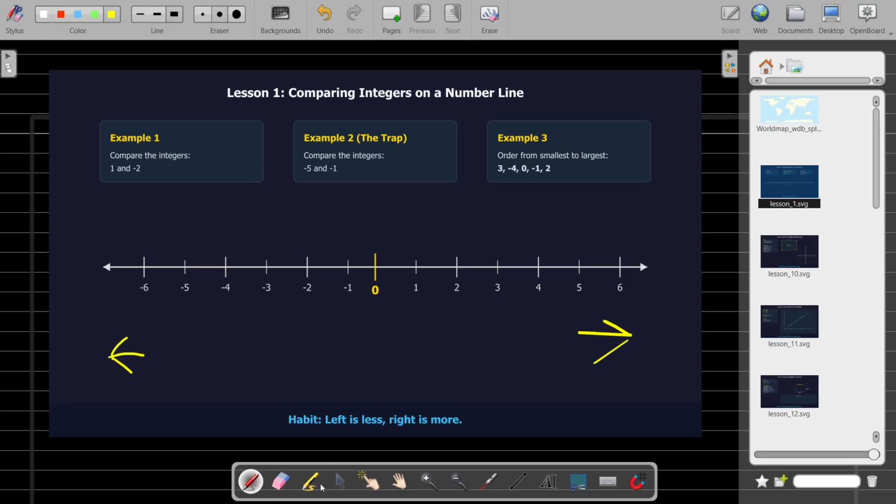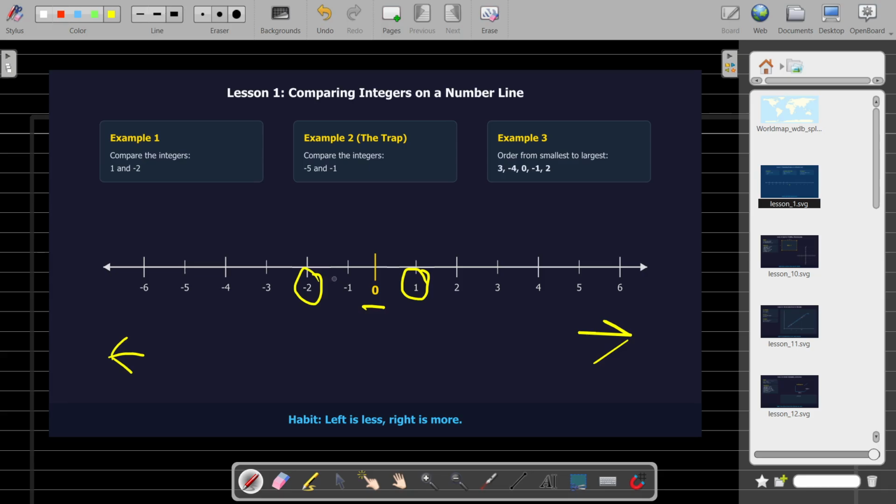So let us go into our very first example. Let us plot our first number, positive 1. Starting at 0 here, one step to the right. So we have our positive 1. And now let's plot negative 2. Starting at 0, we need to go 2 steps to the left. So negative 1, negative 2.